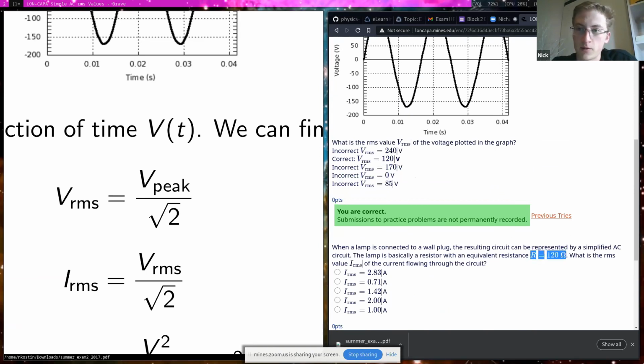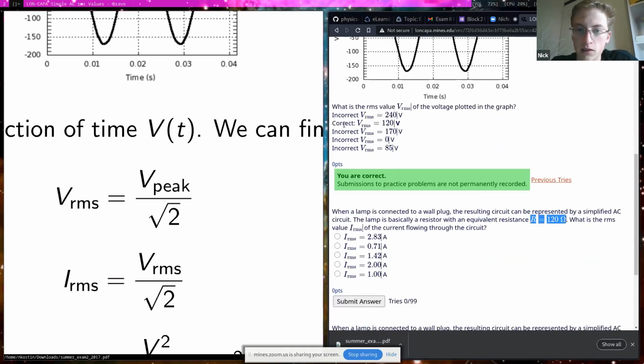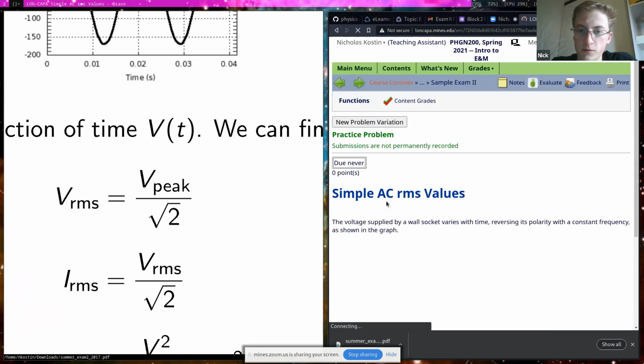So that's when the equation V equals IR, Ohm's law, comes into play. If my RMS input voltage was 120 volts and my resistance is 120 ohms, to find current, that's going to be my RMS voltage divided by my resistance. That's going to give me my RMS current. 120 divided by 120 is 1. Sweet.